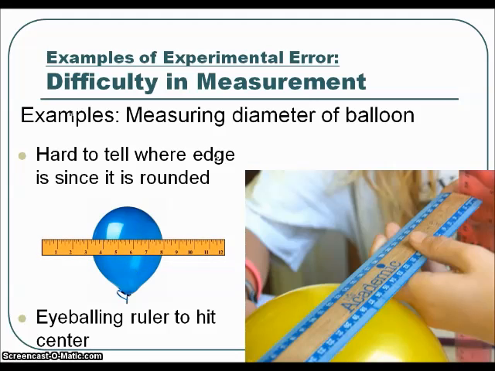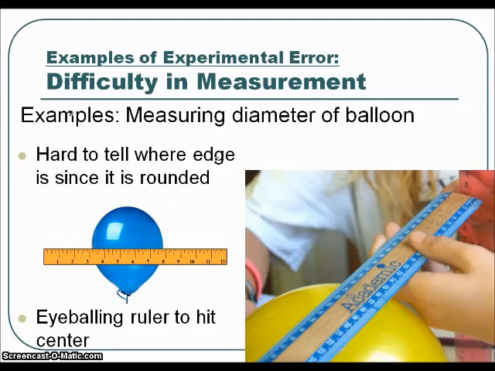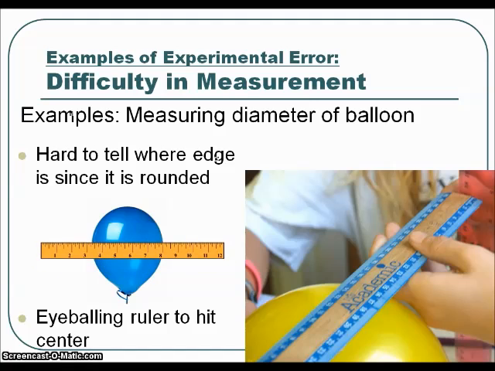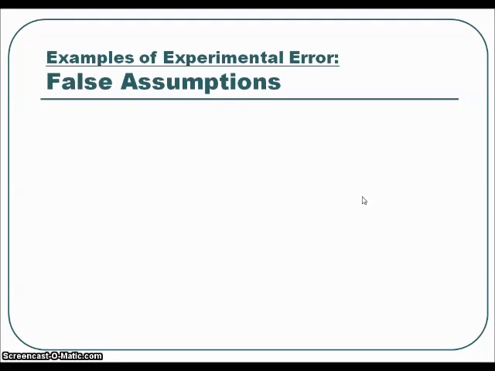Well, if you're not at the center, it doesn't matter whether you're high or below the center, you're going to get a lower diameter than the actual diameter of the balloon. Okay, so that's another one. It's difficult to line it up. Not wrong to do it that way, it's just a source of error for the experiment.